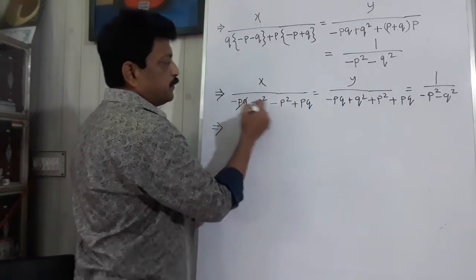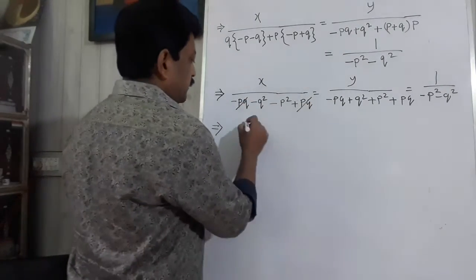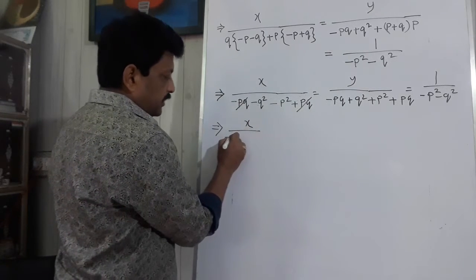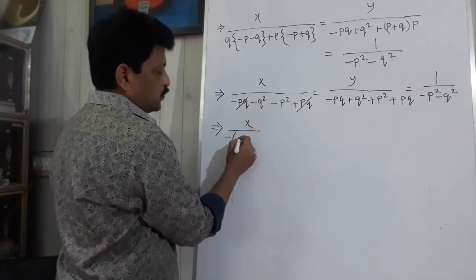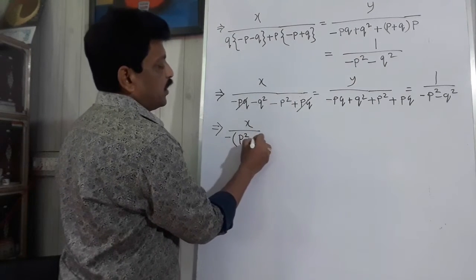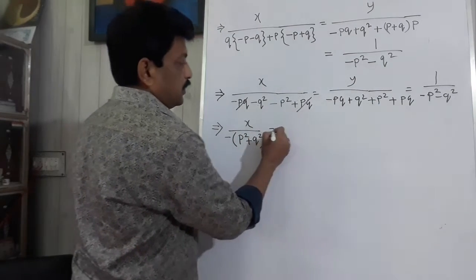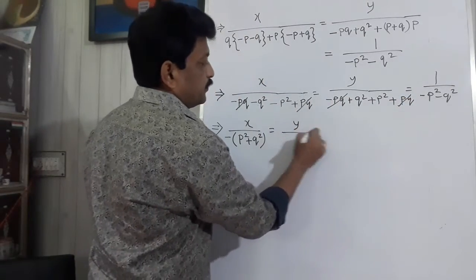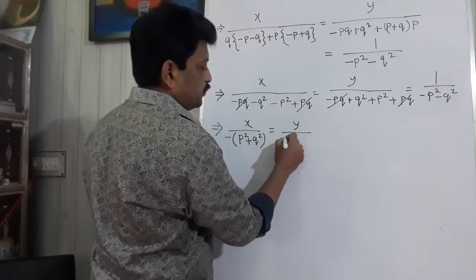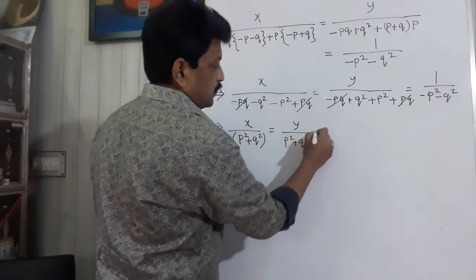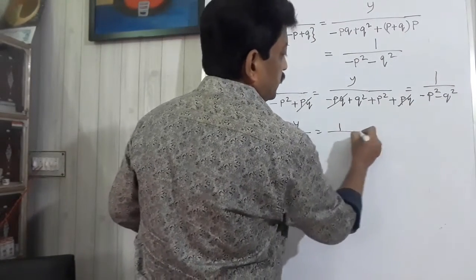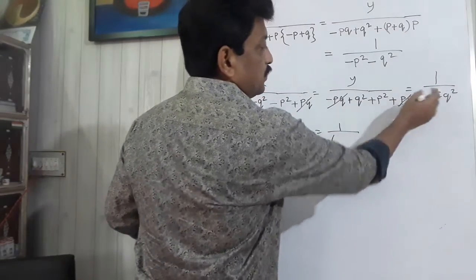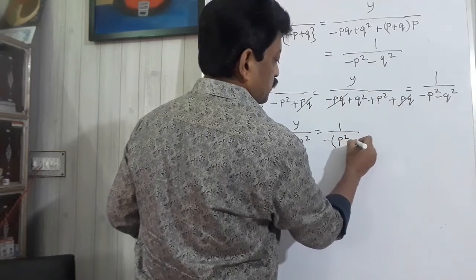Implies here minus pq and plus pq can be cancelled, so x upon minus q square minus p square. I am taking minus sign common, so it will be q square plus p square or p square plus q square equals to, here also pq will be cancelled, plus minus, so y upon p square plus q square again, equals to 1 upon, here also both are negative, taking minus sign common, so it will be p square plus q square.